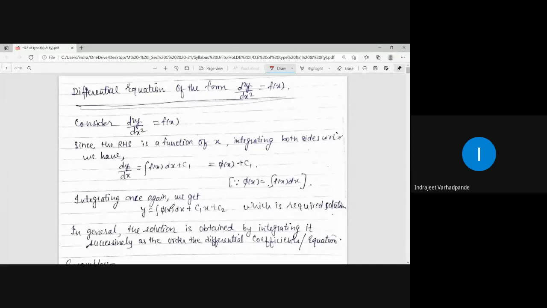Further and understand it, because in detail a lot of questions are given. So the differential equation of the form d2y by dx square is equal to f of x.